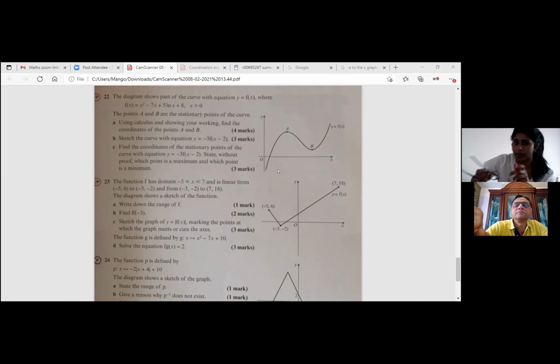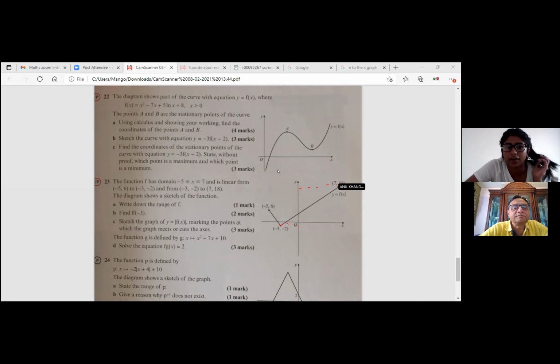The function f has domain where x is between -5 and 7, both included, and is linear from (-5, 6) to (-3, -2), and then from (-3, -2) to (7, 18). The diagram shows a sketch of the function. Part A, write down the range of f. Can you tell me the range of f? Yes, from -2 to 18. That's correct. So you can directly read from here, right? Yeah, that's perfect.